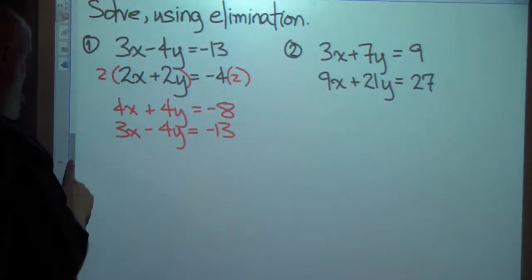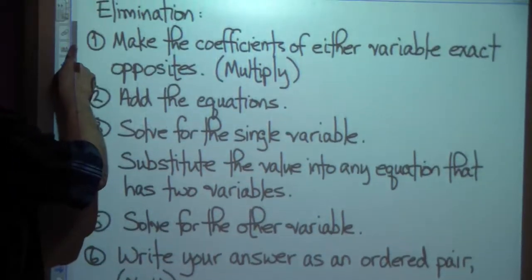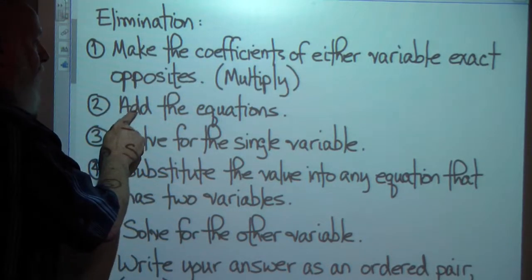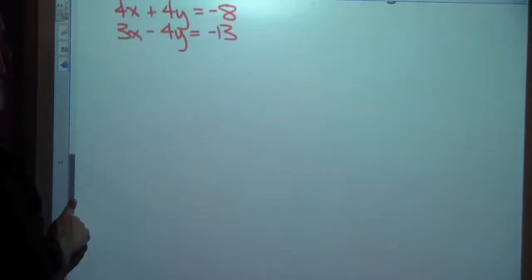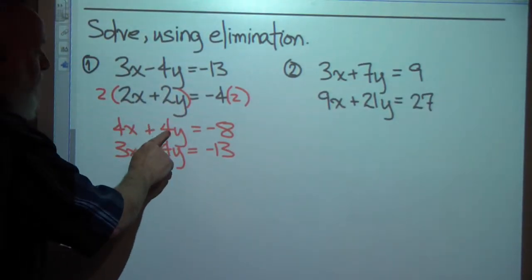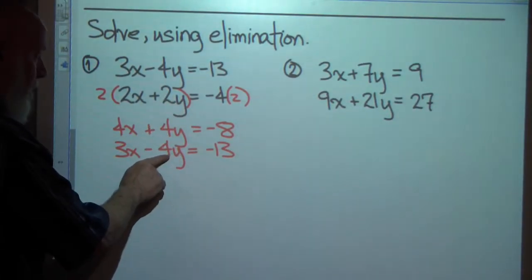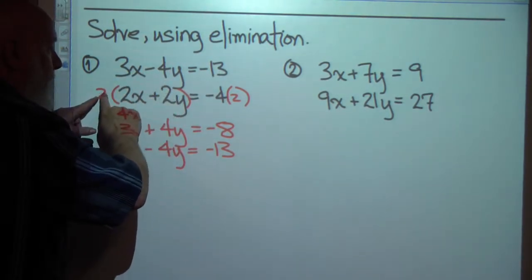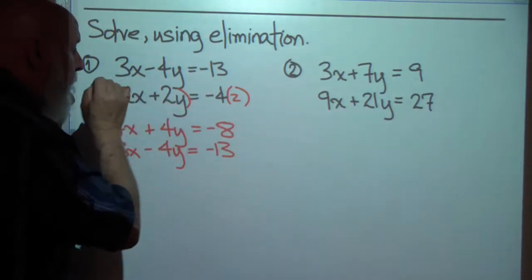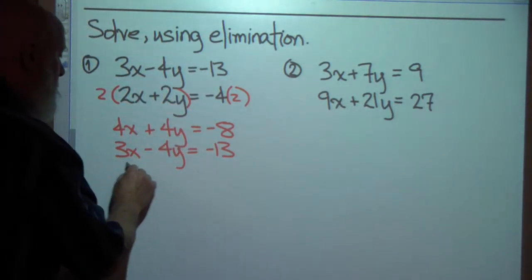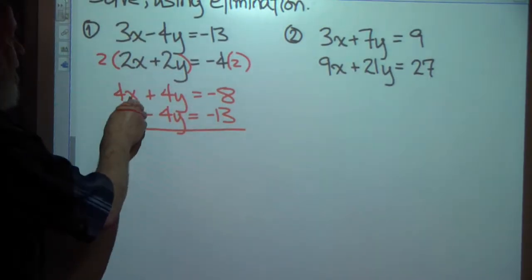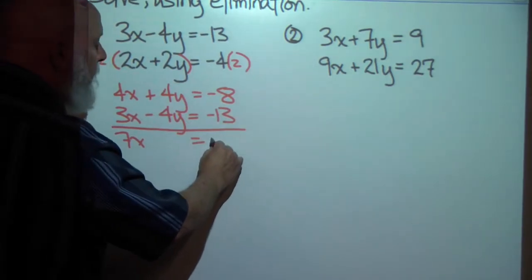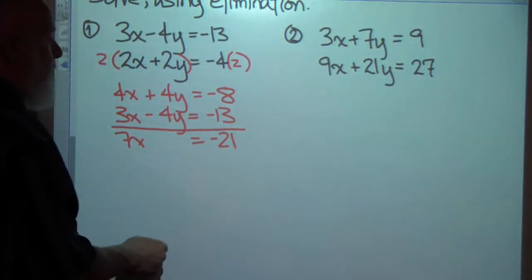Okay. So what I've done so far is I've made the coefficients of either variable exact opposites. Now I'm here. I'm going to add the equations together. I'm adding this equation to this equation. This equation is the original equation. Here I made this one the exact opposite of this one by multiplying everything by 2. When I add these equations together, look what happens. I've got 7x is equal to, what is that, -21? They're the same sign, so I add and keep the sign.